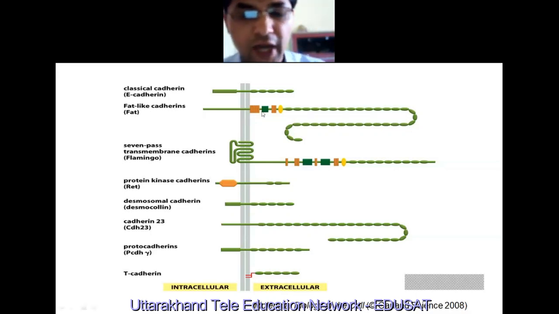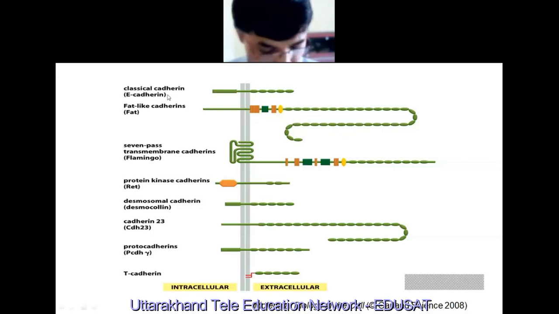This is a fat-like cadherin. Here are some domains. Fat-like cadherins are present in fat cells, especially in fat cells. So E-cadherin is present in the epithelial cells.